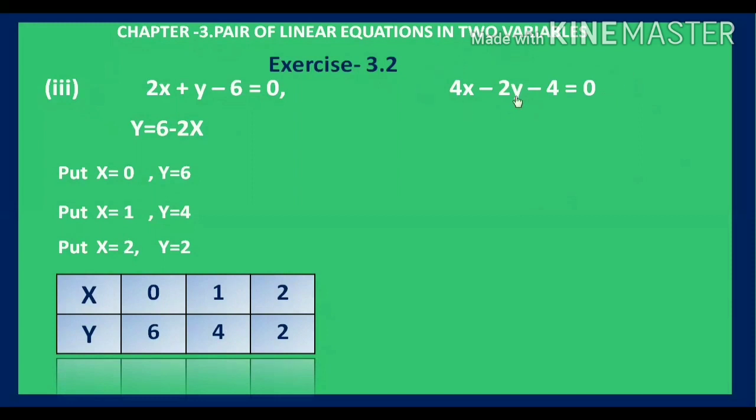Now the second equation can be written as x equals to 4 plus 2y upon 4. The 4 goes to the other side and becomes plus, 2y becomes plus, and we divide by the 4 that is with x. So the value of x is 4 plus 2y upon 4. Let's put some values of y. We put 0, 2 into 0 is 0, and 4 upon 4 is 1.